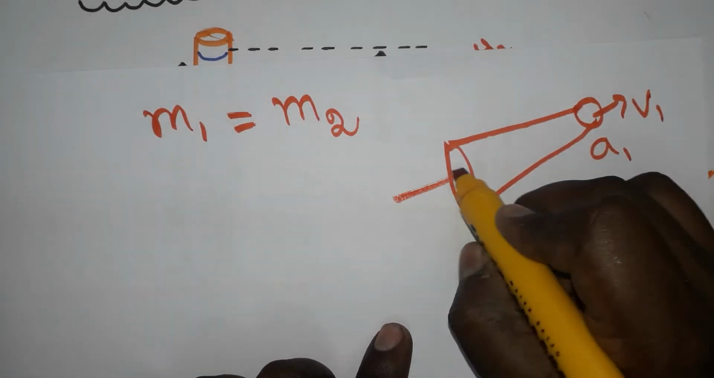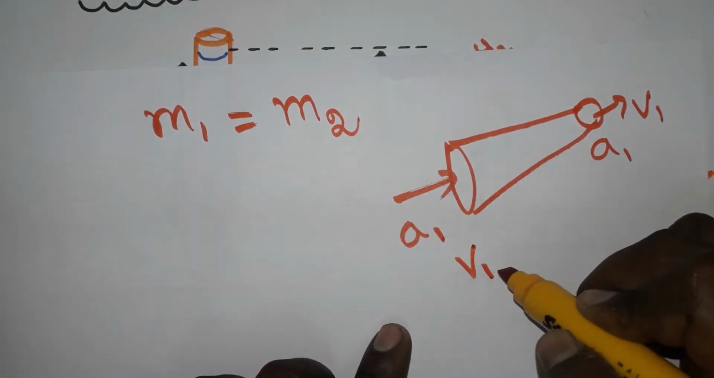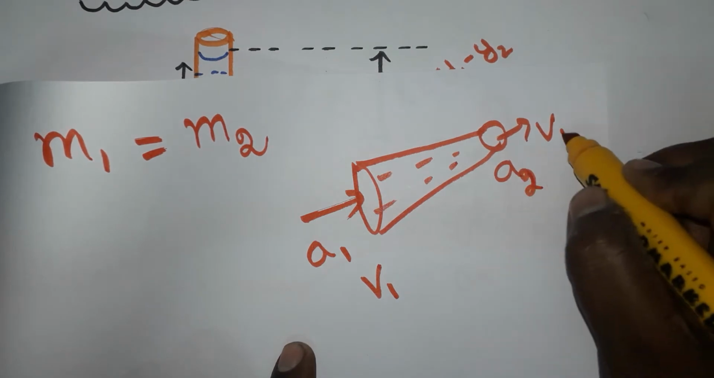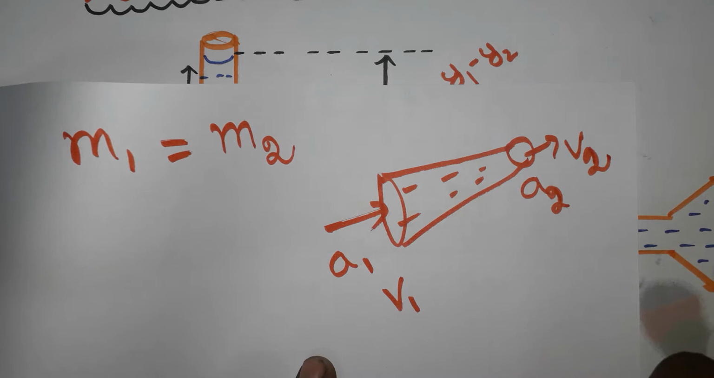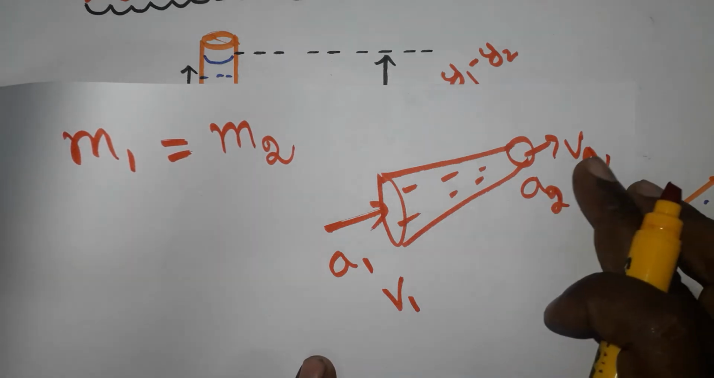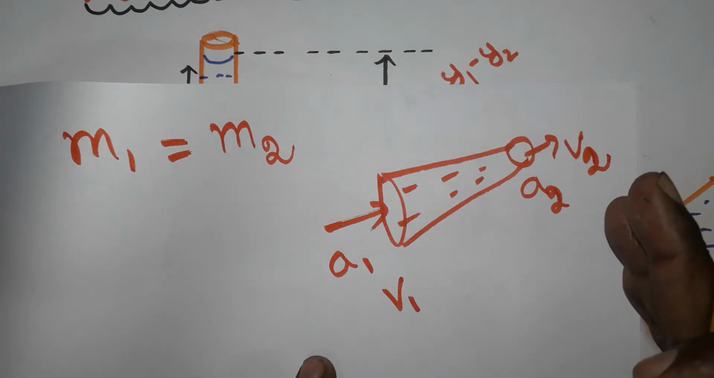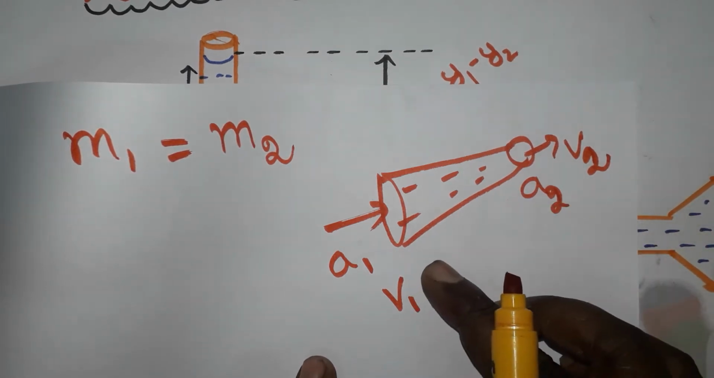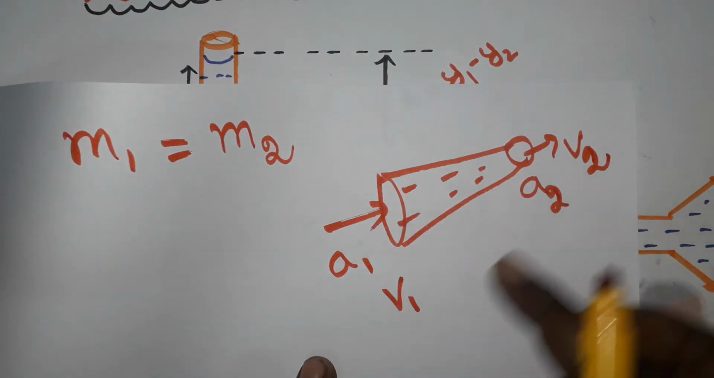Where there is the larger area, I have taken this as A1 and velocity V1. The next end has area A2, velocity V2. When you are closing the tap at one end, the velocity will increase. At the smaller end, the velocity will be more. The point is the mass of the liquid entering and leaving per unit time is constant. Otherwise, the volume of the liquid entering per unit time is constant. That's the thing, and V1 A1 is equal to V2 A2.